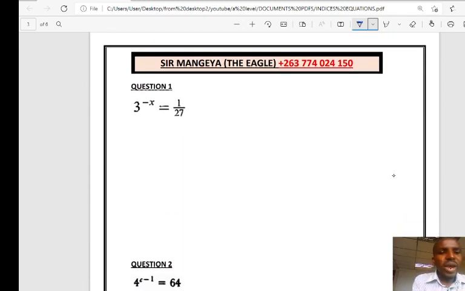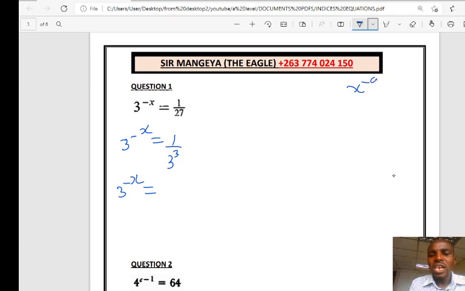Question number 1: 3 to the power minus x is equal to 1 over 27. Express 27 in powers of 3, which is 3 to the power 3. Then 3 to the power minus x is equal to 1 over 3 to the power 3. Apply this law of indices: x to the power minus a is 1 over x to the power a.